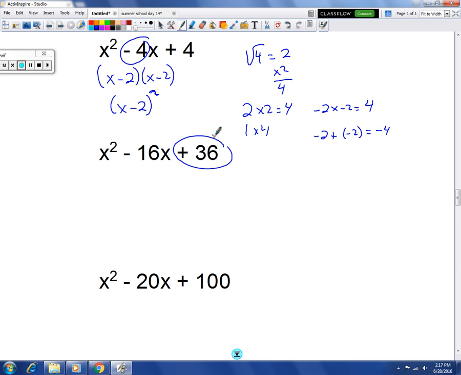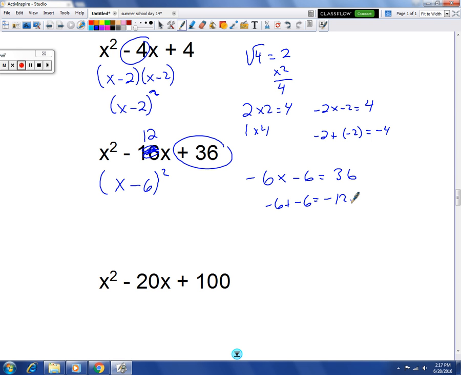Alright, 36, the square root of 36 is 6. Ooh, I should not have had 16 there. Let me change that to, and see, this is how I design them, okay, so make that 12. So what would the answer be? x minus 6 squared. Negative 6 times a negative 6 is 36. Negative 6 plus negative 6, that's a negative 12.